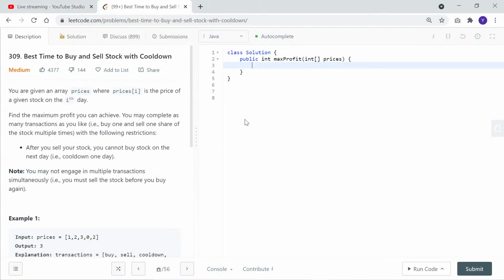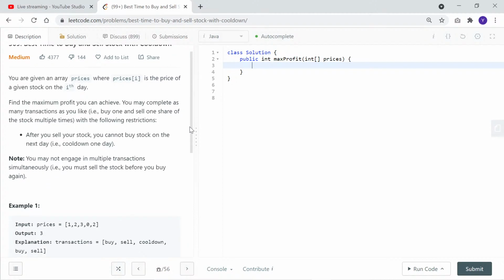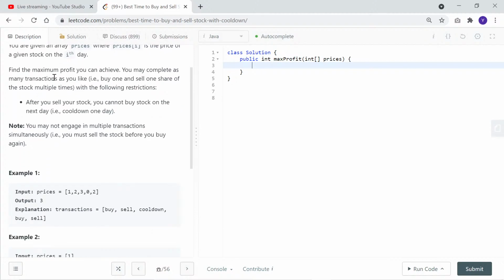So today let's look at today's daily challenge question 309, Best Time to Buy and Sell Stock with Cooldown. You are given an array prices where prices[i] is the price of a given stock on the ith day, and then find the maximum profit you can achieve. You may complete as many transactions as you like, with the following restrictions.